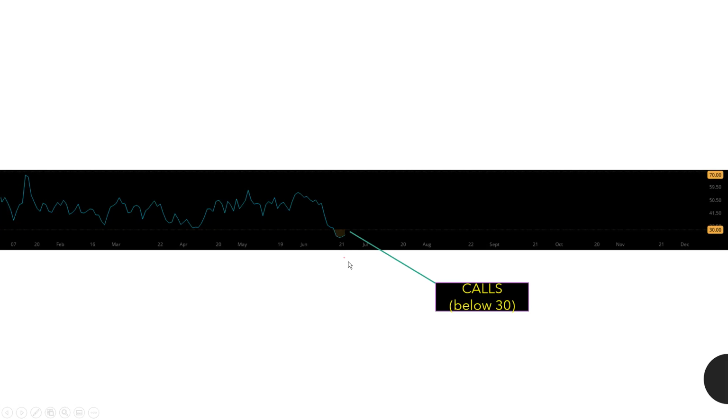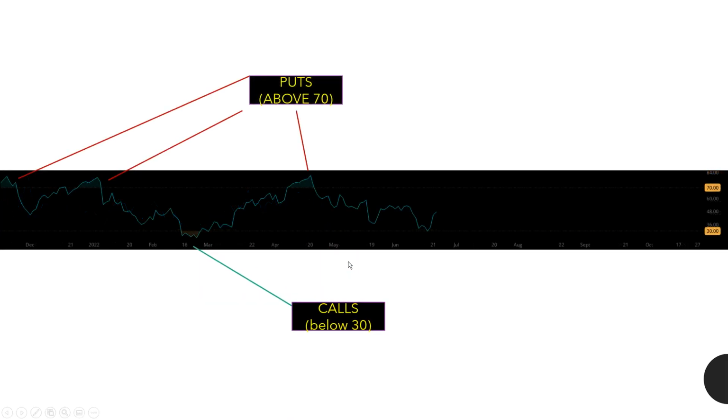90% of the time. When it goes above this line, 70, albeit it does take a little bit longer. However, that's why you go a little bit further out in the money. And again, RSI over 70 is put time on the daily. Every single time. Do it the same every single time.